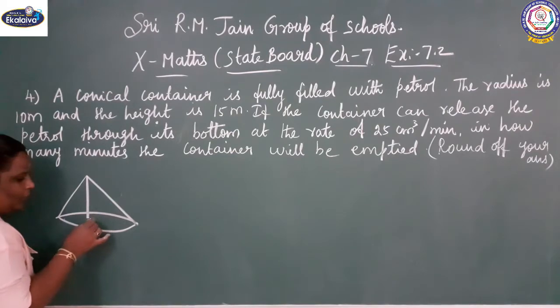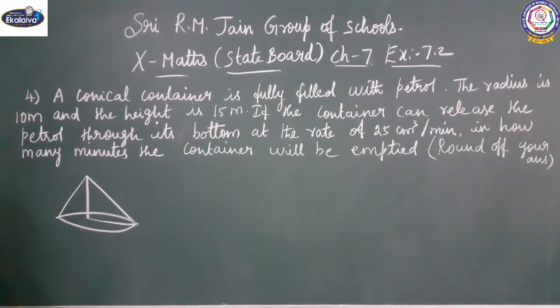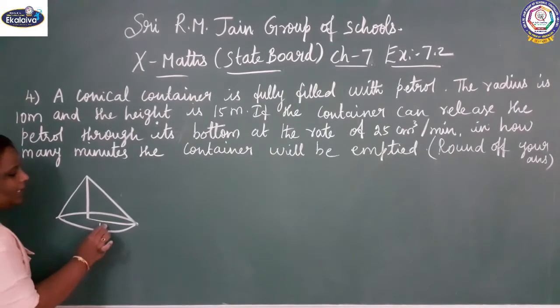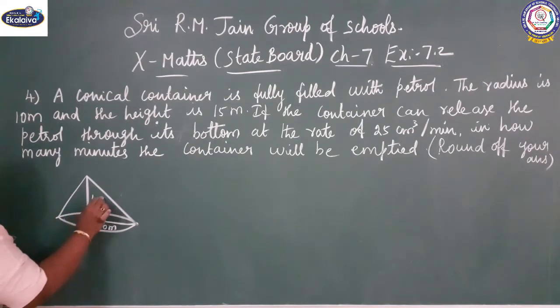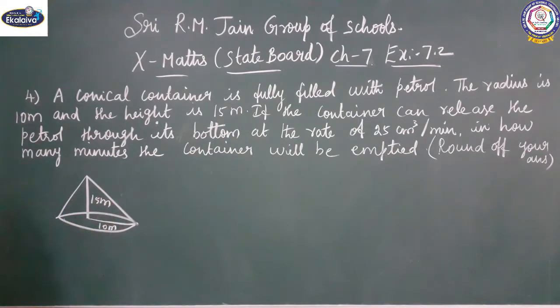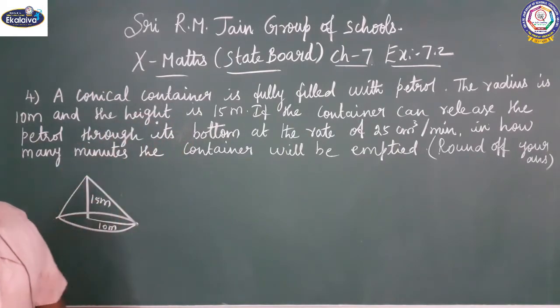This is the height of the cone and this is the radius of the cone. The radius is 10 meter and the height is 15 meter. It is nothing but a vertical height, it is not a slant height. Vertical height is 15 meter.